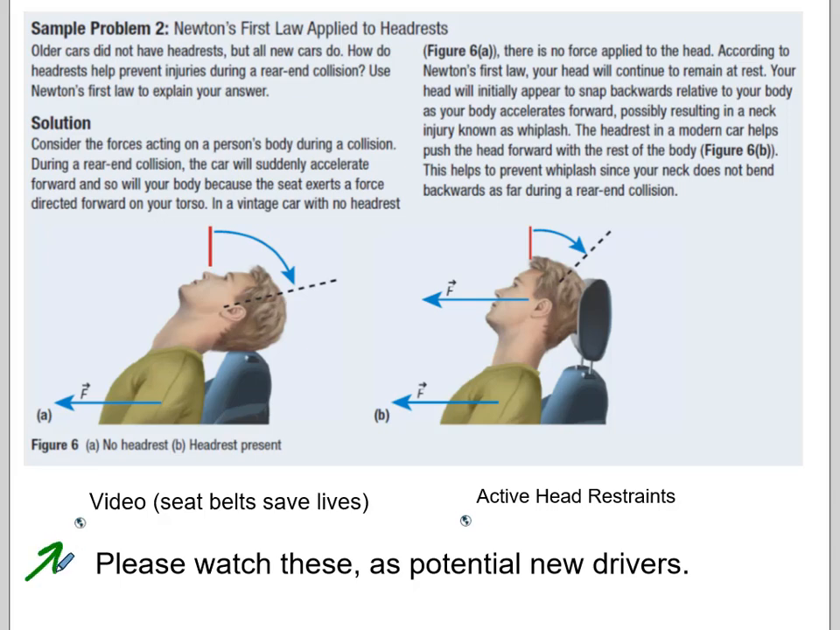Then go to the PDF on the website and hit the hyperlinks. There are a couple of videos about why seat belts and active head restraints, headrests, those types of things, can save you a great deal of pain and damage if you are in a car accident. Please watch those. It's totally worth your time.